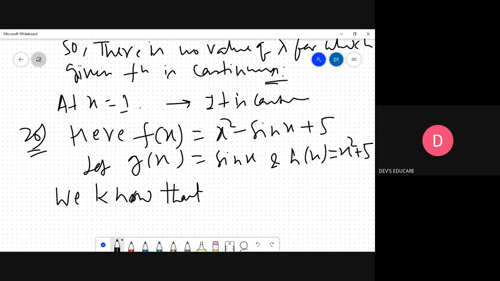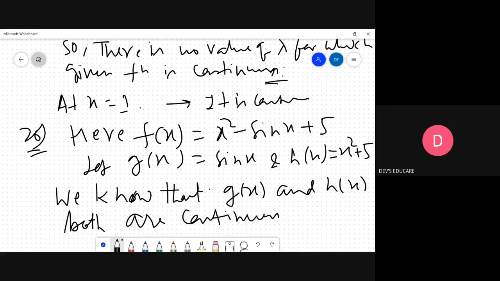We have done it before as well. So we know that sin x, that is g(x) and h(x), both are continuous functions. h(x) is continuous because it is a polynomial, and I already taught you every polynomial function is continuous. So therefore, f of x is continuous.